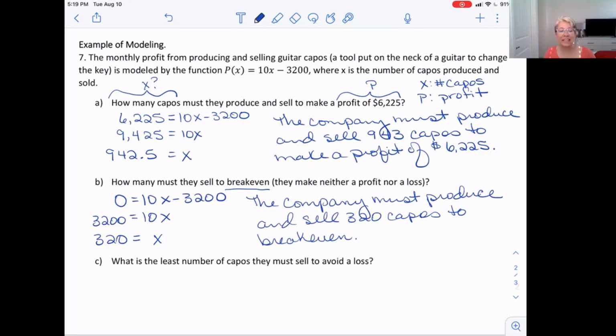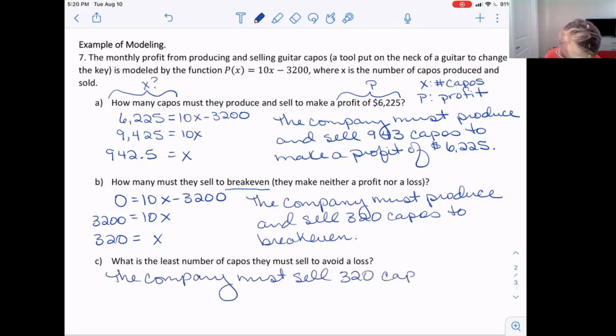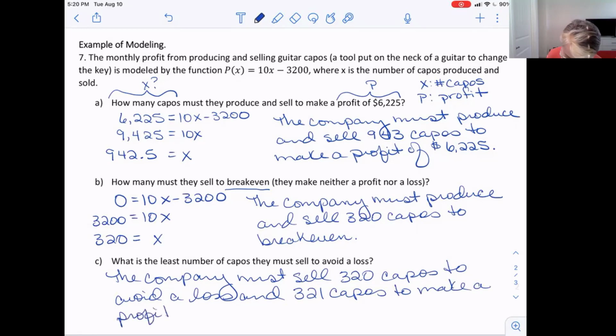Then it says, what is the least number of capos they must sell to avoid a loss? Well, if it takes 320 capos to break even, technically breaking even is avoiding a loss. So what I would say is the company must sell 320 capos to avoid a loss and 321 capos to make a profit.